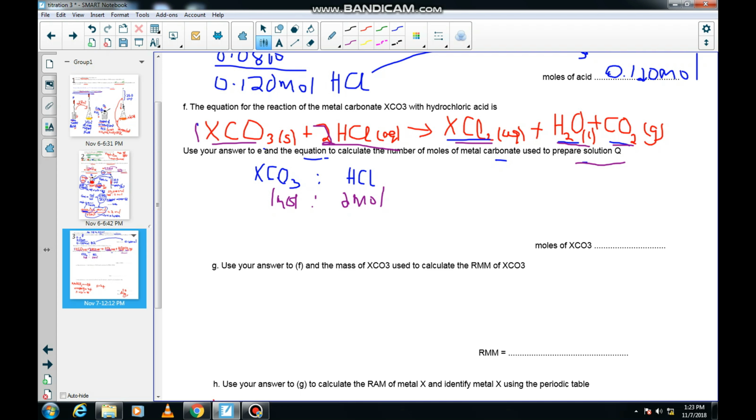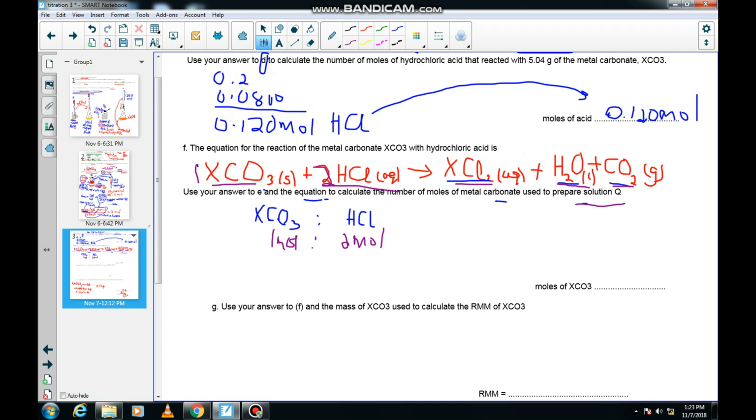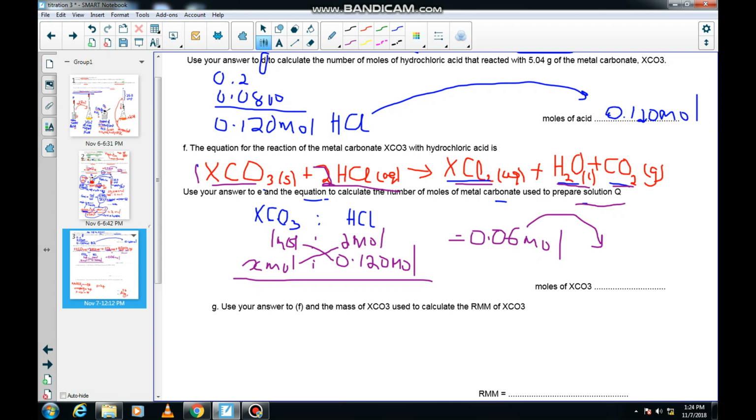And if 1 mole reacts with 2 moles, then how many moles of the carbonate will react with 0.120 moles of the acid? By cross multiplication, X times 2 is equal to 1 times 0.12. And if your math is right, you should get 0.06 moles. Make a habit of writing your answers in the space that is provided.